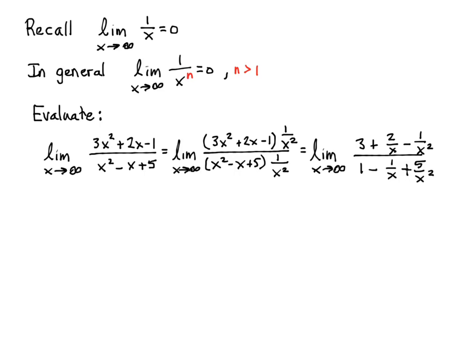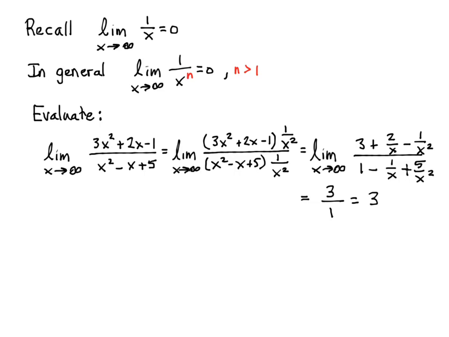we know what the limits as x goes to infinity is now of all those terms, right? The limit as x goes to infinity of 3 is just 3. Of 2 over x now is going to be 0. And minus 1 over x squared as x goes to infinity is going to be 0. So we're going to end up with this real nice ratio of 3 over 1 equals 3.